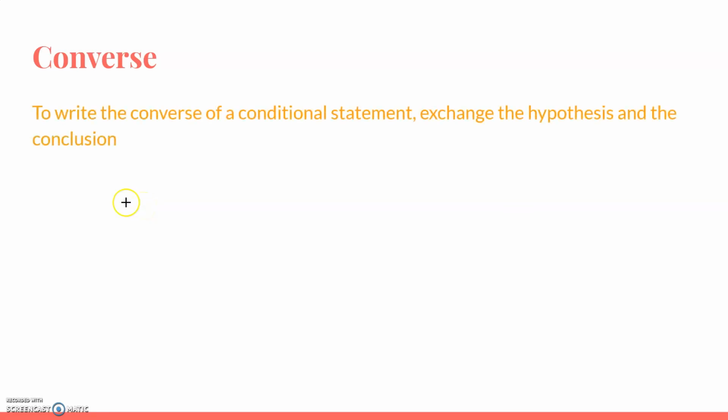Alright, so we're going to be learning four definitions here. There will be practice at the end, so take notes carefully and really understand this. Alright, converse. To write the converse of a conditional statement, exchange or switch the hypothesis and the conclusion. So here it's not really complicated. You're just switching the hypothesis and the conclusion. It was originally if P then Q, and it's if Q then P. In symbols, it'll be Q right arrow P.